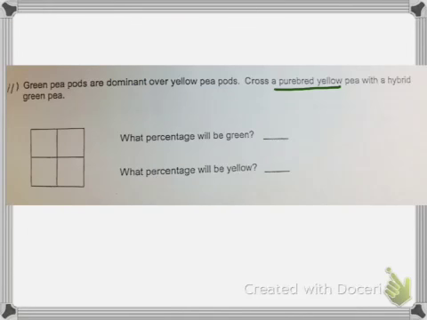All right, number 11. Green pea pods are dominant over yellow pea pods. We want to cross a purebred yellow pea plant with a hybrid green pea plant. So purebred yellow, excuse me, that's recessive. So we're going to use 2 lowercase g's, and then a hybrid would have a capital G and a lowercase g. Now, for your homework, you can really use whatever letter you want. I try to use letters that are similar to the statement. In this case, green pea pods are dominant, so I used a G.